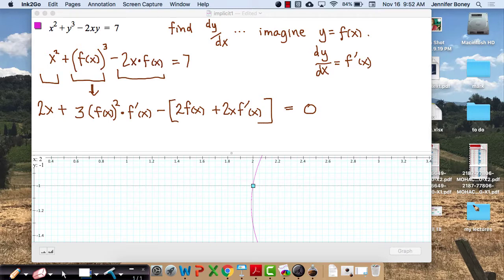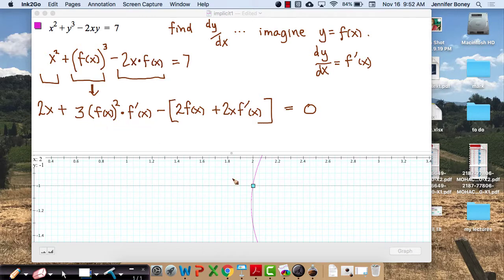So meaning, okay, I have this expression. Now how this is different from other derivative taking we've done is we're not done yet. We have some algebra to do. The goal of this was to find dy dx, otherwise known as f prime of x. But notice that we have an equation now that has f prime of x in it as a couple of terms. So all we have to do is solve for f prime of x, meaning isolate it.